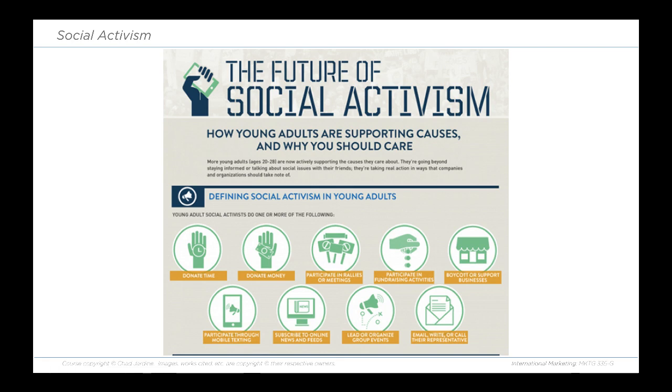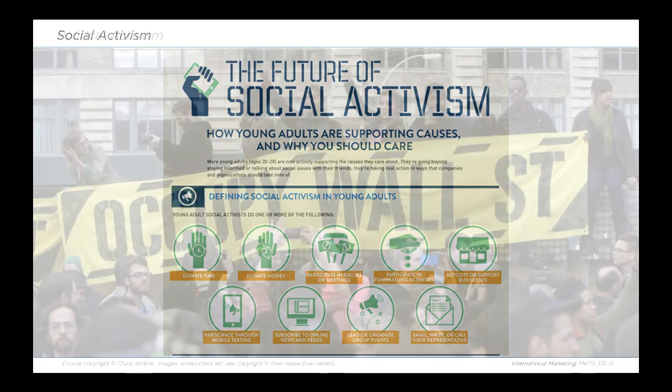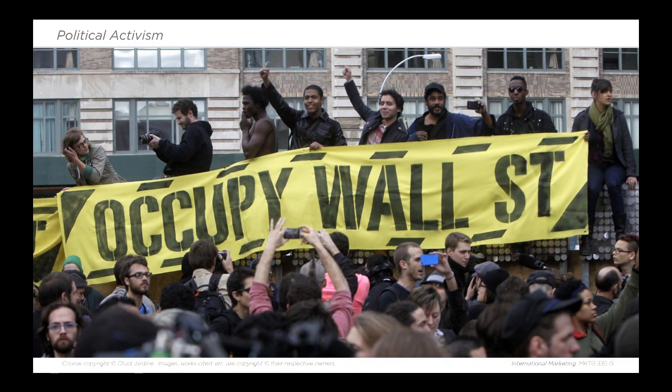So lest you think that activism is fading, activism is alive and well in our current climate and in many countries around the world. Here's a good example from a few years ago. After the financial crisis, you had Occupy Wall Street. Occupy Wall Street, in my opinion, was one of the most ineffective protests I've ever seen, mostly because the ideas that were espoused were financially illiterate. But hey, you got a lot of people out, you had a movement, and then it kind of fizzled.